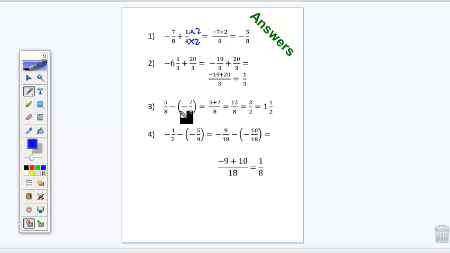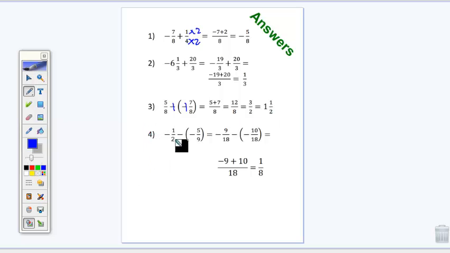Now number 3, please remember they already have the same denominator, so there's really no need to do anything else but subtract them. However, you must remember that whenever you see a minus written like this, we need to change it to plus. So that's why here it's 5 plus 7 over 8, and we get 12/8, which is 3/2. Once you reduce it and change it to a mixed number, it's 1 1/2.